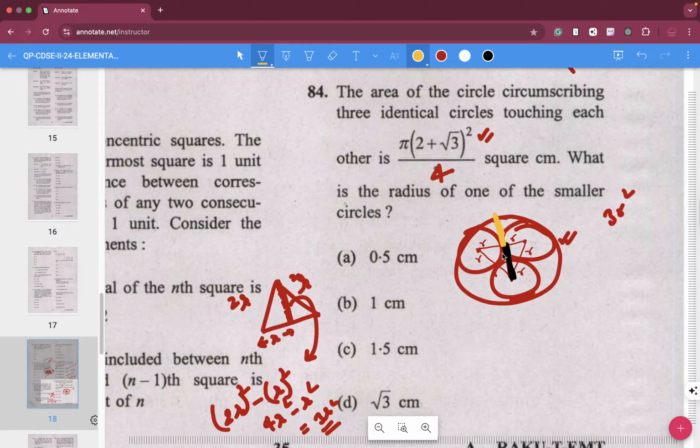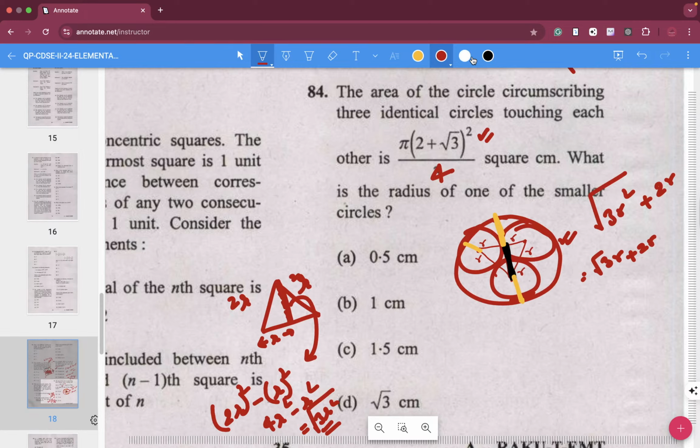Because you are drawing from the center to the circumference, this value will be r, and this value will also be r. So over here you have the root of 3r squared, we are applying Pythagoras theorem, plus 2r is what we have, which gives us root 3 r plus 2r.